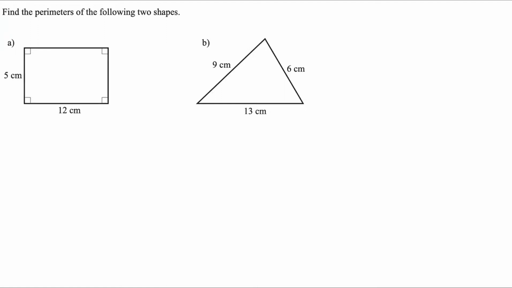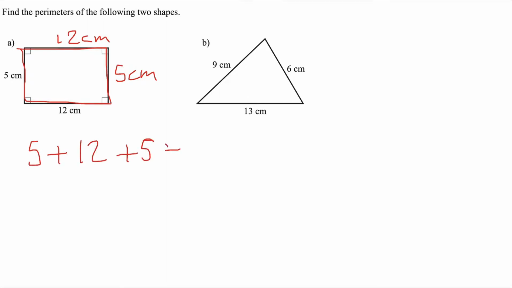So let's go through two examples. Starting with the first example, we have a rectangle. We've got two missing sides, so we need to know what those sides are. Because it is a rectangle, that will be 12 centimeters, and that will be 5 centimeters. So to find the perimeter, we are adding up all the sides, which will give us the distance around the shape. So that will be 5, add 12, add 5, add 12, which will give us 34 centimeters.